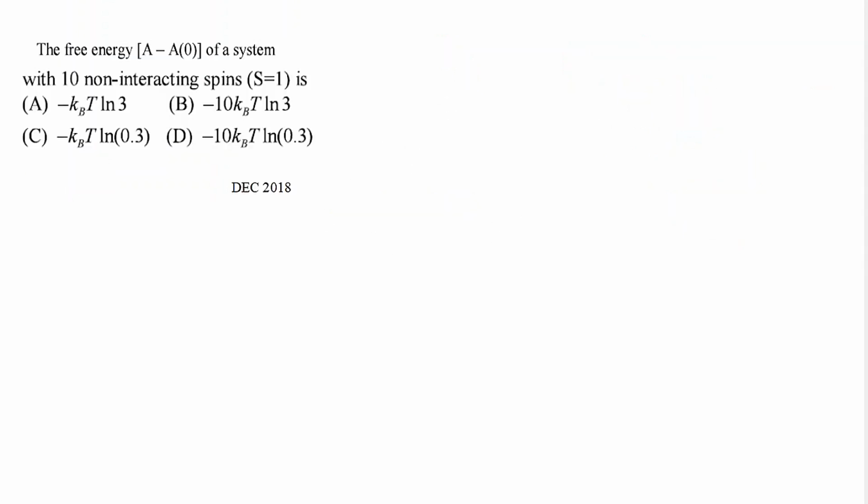Moving on to the next numerical, it says that we have to find the free energy, that is A minus A0, of a system which has 10 non-interacting particles and spin is equal to 1. So the expression for the free energy, that is we know A is equal to A0 minus kT, that is k_BT ln Q we have, and if we are considering that particles are non-interacting, then we can write Q is equal to q raised to N.